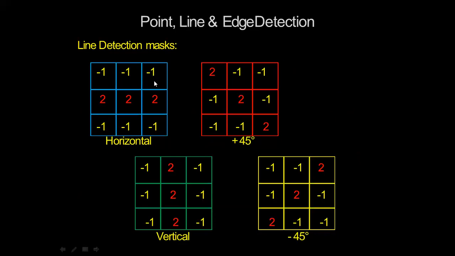This is the horizontal. This is the plus 45 degree. This is the vertical alignment, and this is the minus 45 degree alignment. In this way, your line detection mask will be applied horizontal, vertical.